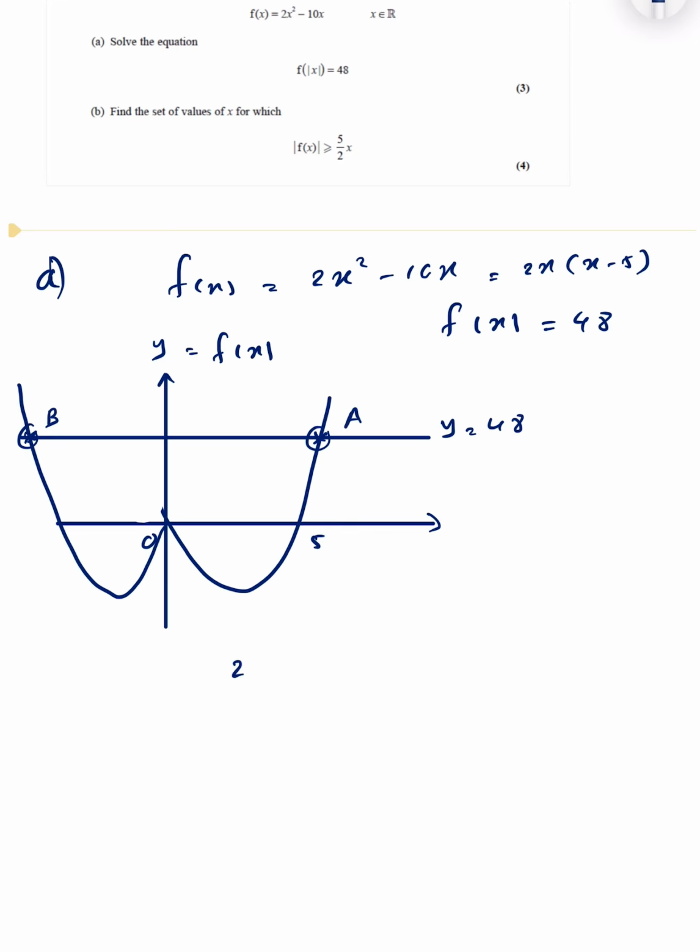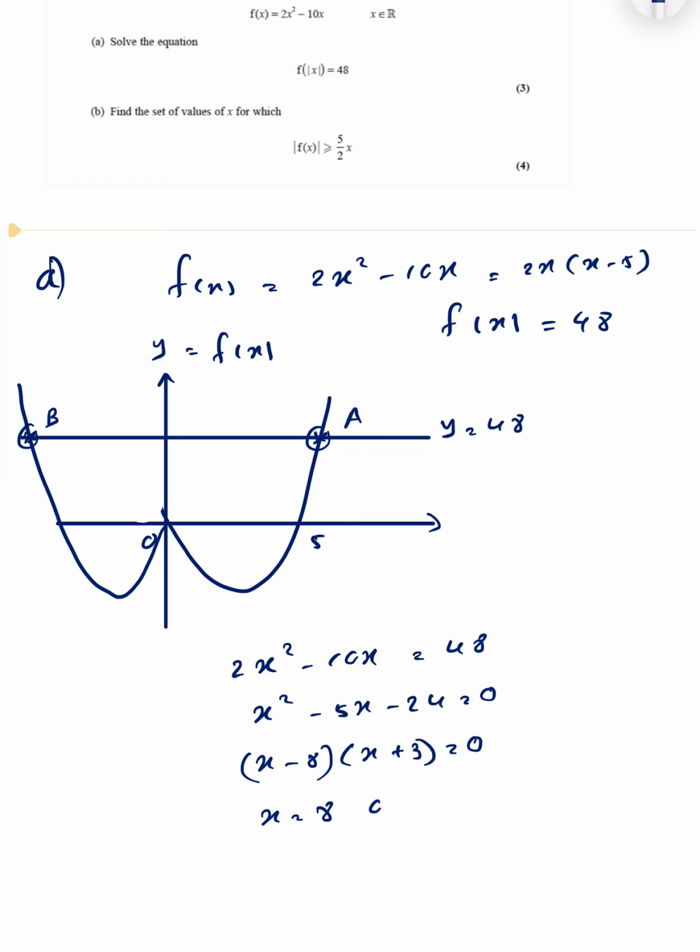So we can use 2x square minus 10x equal to 48, x square minus 5x minus 24 equals 0, (x minus 8)(x plus 3) equal to 0. So x equals 8 or x equals minus 3. However, we took this under the condition x is greater than or equal to 0, because we were using f of modulus x and only positive x values exist, and then we take the reflection of that on the y-axis. So this cannot be a solution, which means x equals 8 is our solution.